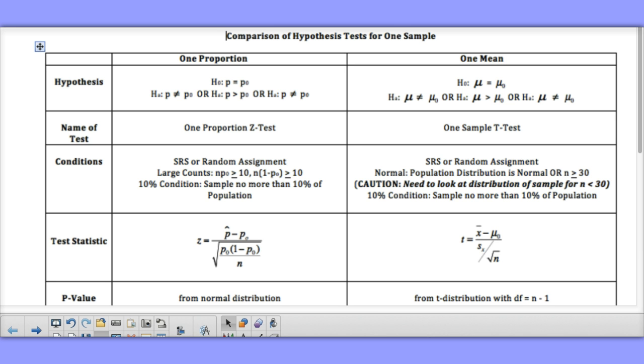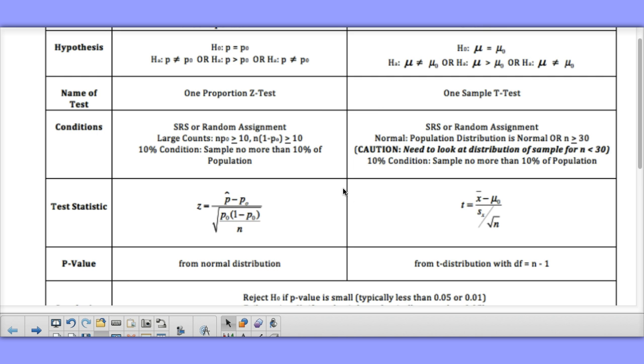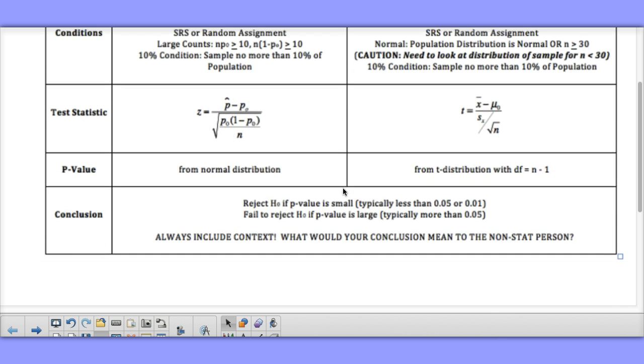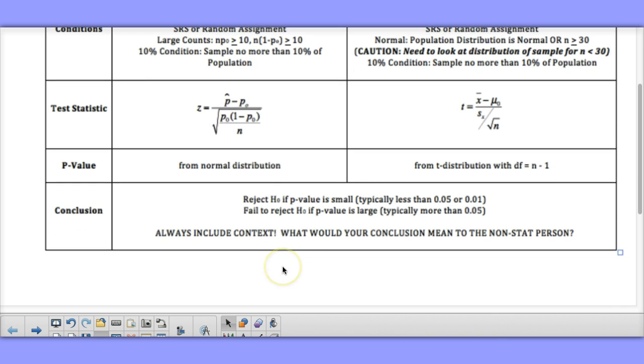One of the items that you might want to have handy as you take your test is this chart that I gave out in class for doing hypothesis tests on one proportion and one mean. Notice here we have our hypotheses, the name of the test, the conditions to be checked, the test statistic formulas, how to calculate the p-value, and how you draw your conclusion. So that would be something that would be handy to have on your test.